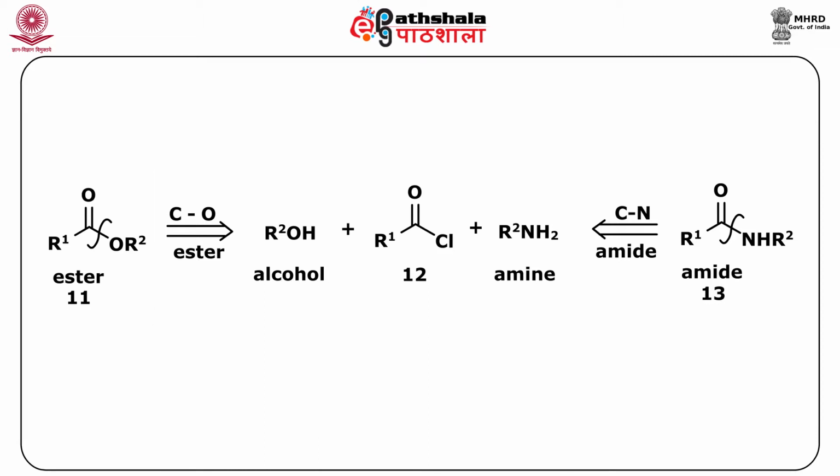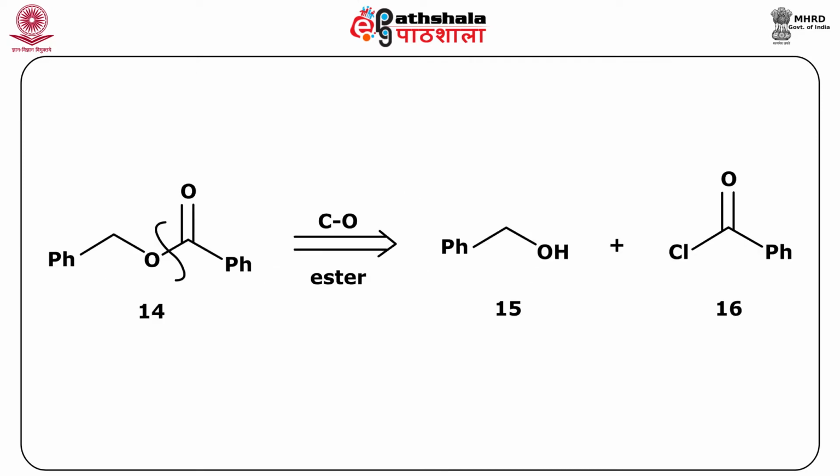An ester undergoes a cleavage of the C=O and the oxygen bond, leading to the formation of an alcohol and an acid chloride, or amides undergo a cleavage leading to the formation of an amine and an acid chloride. For example, the ester 14 is simply made this way.